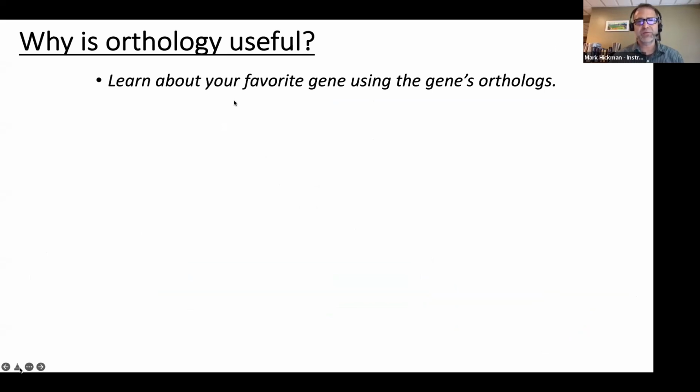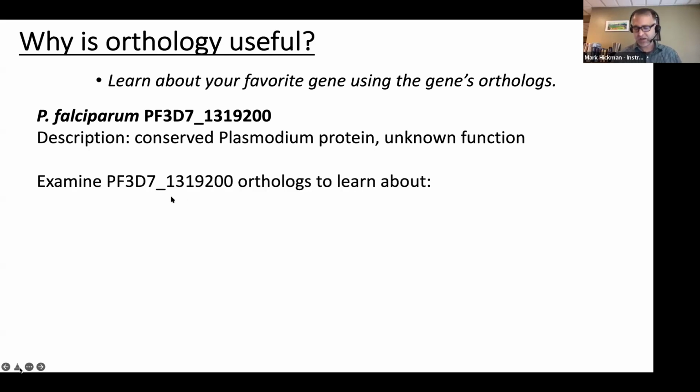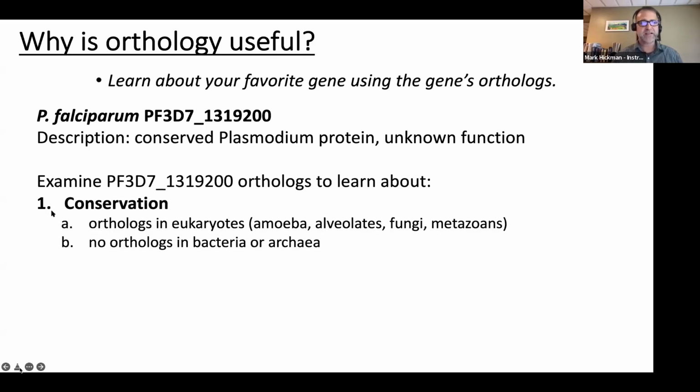So why do we care about orthology? Why is it useful? Why am I talking to you about this? One way that it's useful is that you can learn about your favorite gene, even though there might not be anything known about your gene, by looking at your gene's orthologs. So here's an example. In Plasmodium, there's this gene. Its description is conserved, unknown function. We've all seen that. It's quite disappointing. But then we can examine the orthologs and learn about some different things like conservation. The orthologs are actually present in eukaryotes, amoeba, alveolates, fungi, metazoans, but there are no orthologs in bacteria or archaea. And this may give you some clue that it's involved in some eukaryotic process, like eukaryotic type chromatin.